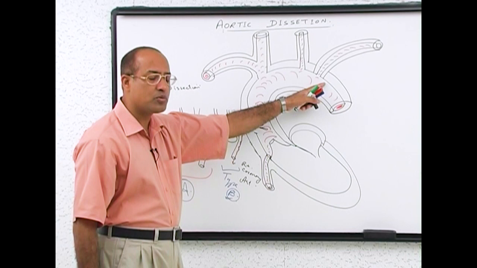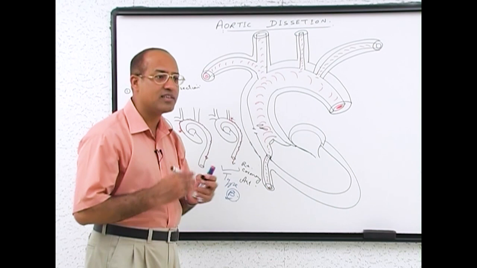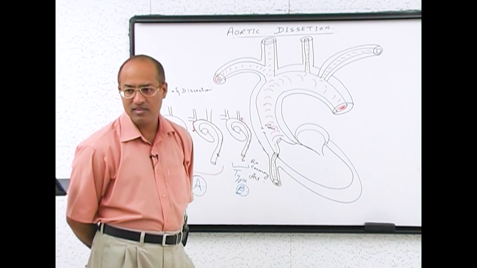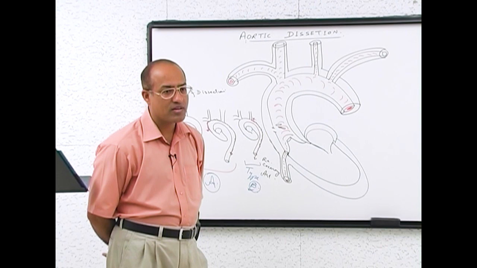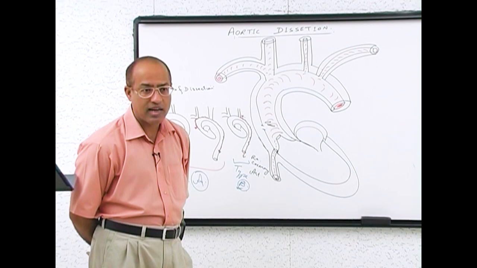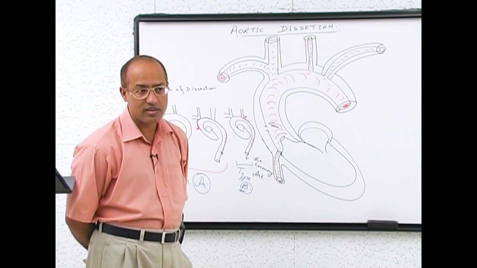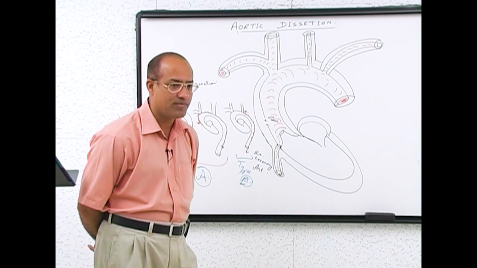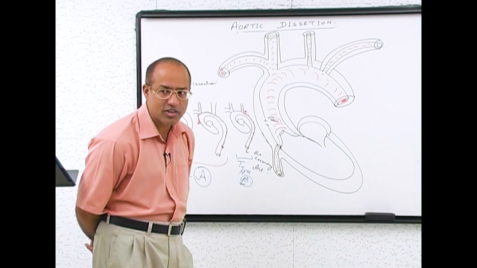Now you may be thinking, why am I stressing type A and B so much? There's a big reason. Type A has very dangerous complications. Mortality in type A is very high. 50% of patients with type A dissections die within 48 hours, and after 1 month of the dissection, only 10% are alive. It means 90% of the patients with untreated type A die if they are not treated.